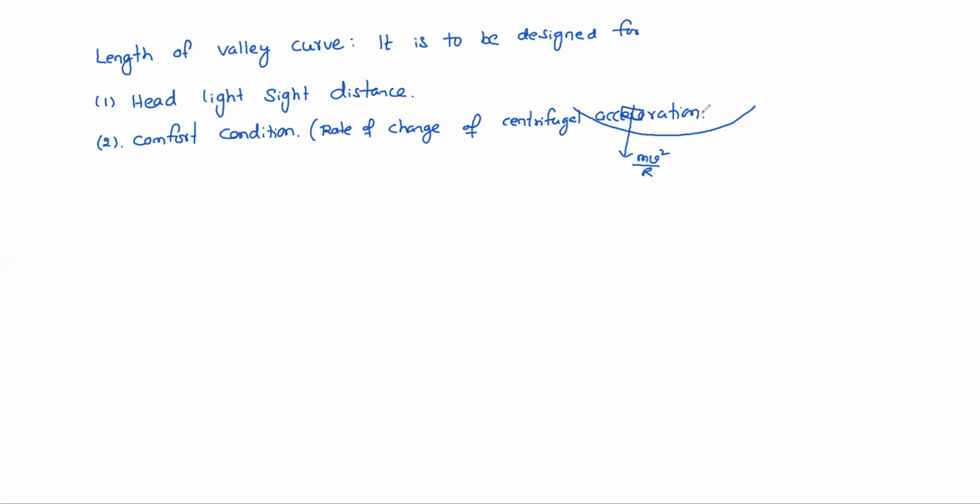Centrifugal acceleration. These are the two criteria we need to design that valley curve. So we'll see one by one how to design it for headlight side distance and how to design it for comfort condition. So first we will see headlight side distance.